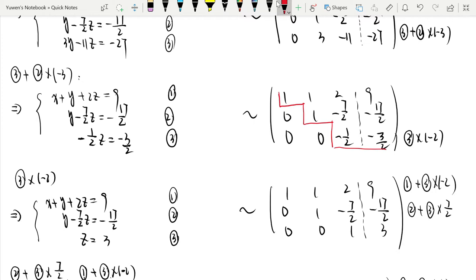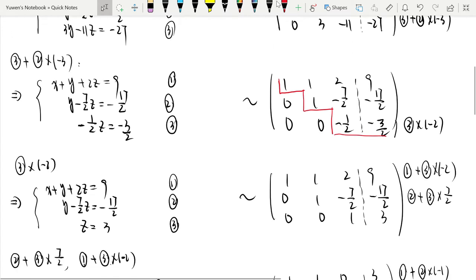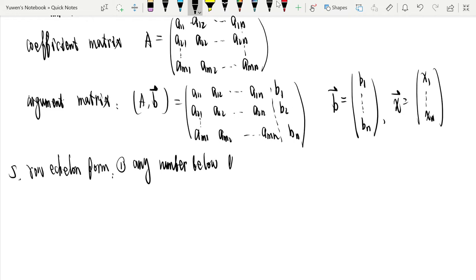For each non-zero row, the first non-zero number, any numbers below the first non-zero number are zero. There are two conditions. The first is that any number below the first non-zero number of a non-zero row is zero.